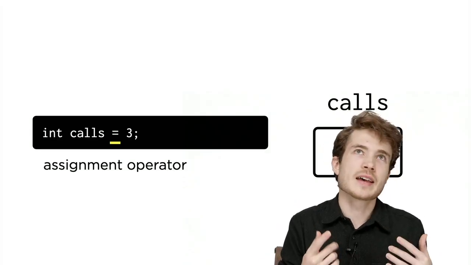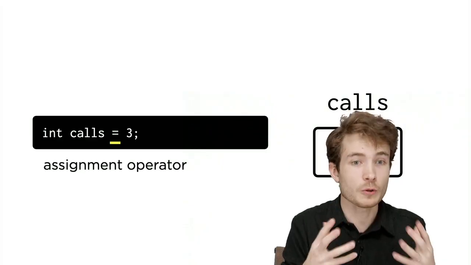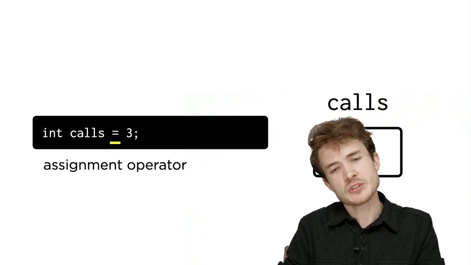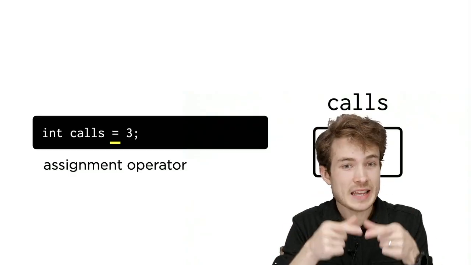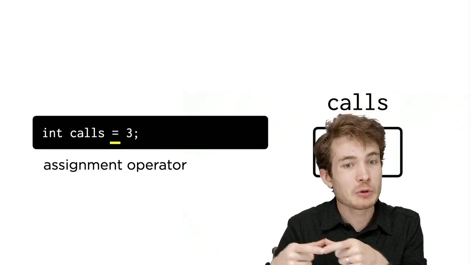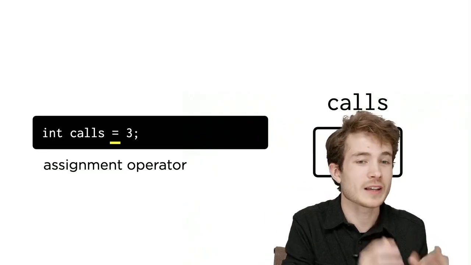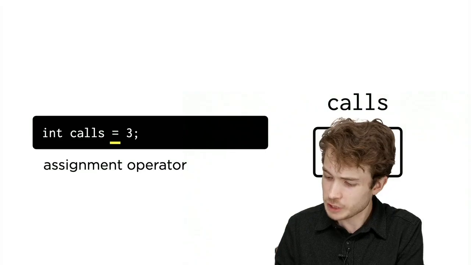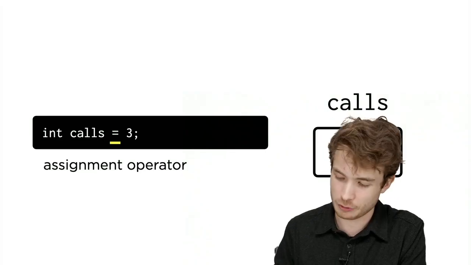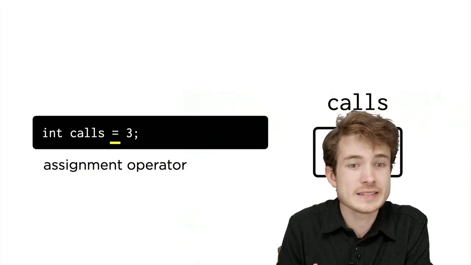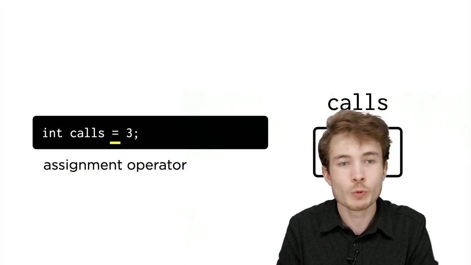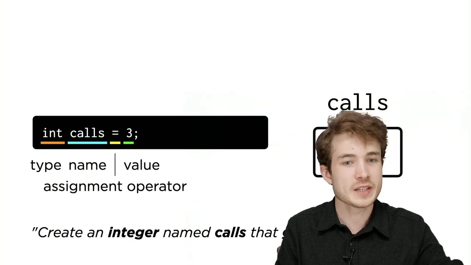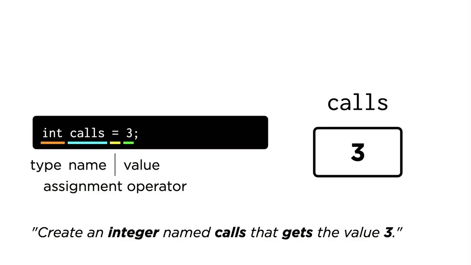We're not so much saying that this value, this calls here, is equal to 3, as much as we're saying we've created some container and called it calls, and we're going to assign the value of that container to be equal to 3. So difference between equals and the assignment operator here. And if we wanted to read this in terms of just plain old English, we could do so a bit like this. We could say we're going to create an integer named calls that gets the value 3.